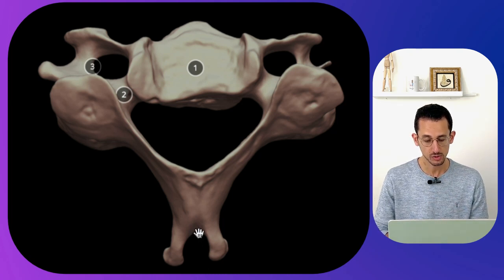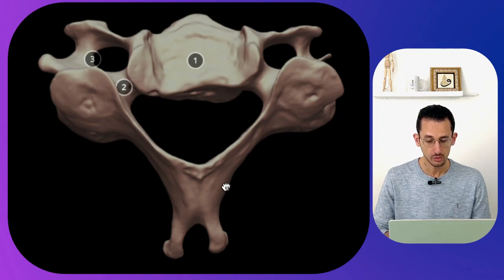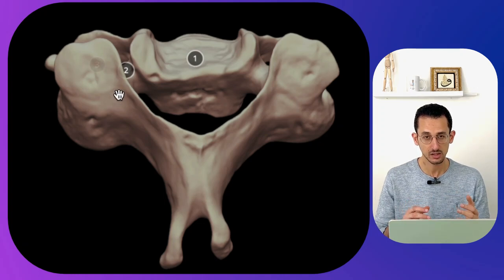Then this spinous process will have two kinds of flaps going anteriorly. Those are the laminae, or the lamina, of the vertebra. Anteriorly here we have the vertebral body, and here we have the spinal canal where the spinal cord would be going. If we look on the sides here, this part is basically the superior articular facet. On the other side, similarly, this is the superior articular facet, which would be articulating with the inferior articular facet of the level above.